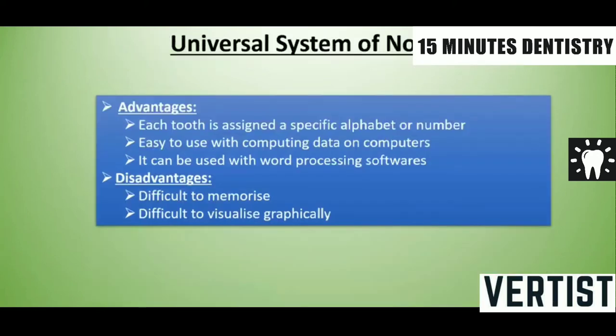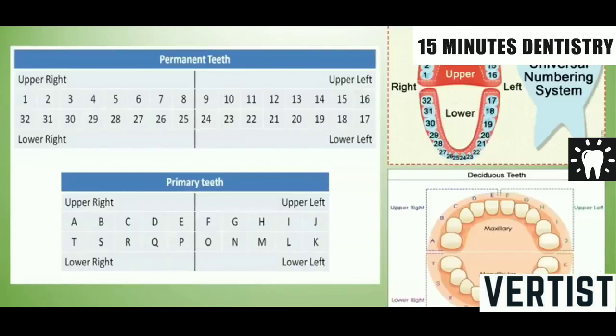One by one, we'll see what the universal system of notation is. It has some advantages and disadvantages. Each tooth is assigned a specific alphabet or a number. It is easy to use with computing data on computers, and it can be used with word processing software. The disadvantages are that it is difficult to memorize and difficult to visualize graphically. The first is the universal numbering system.